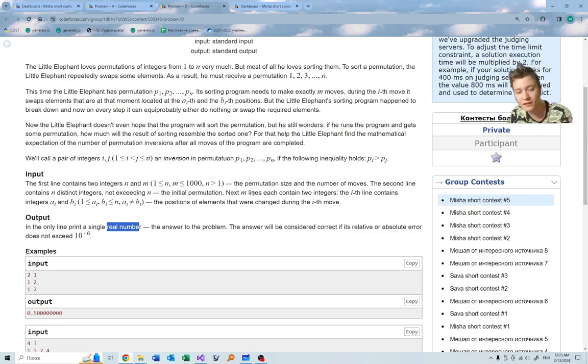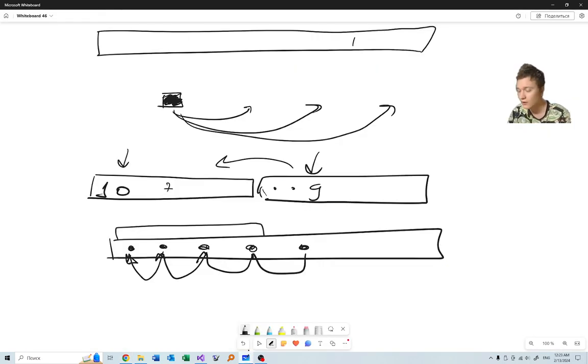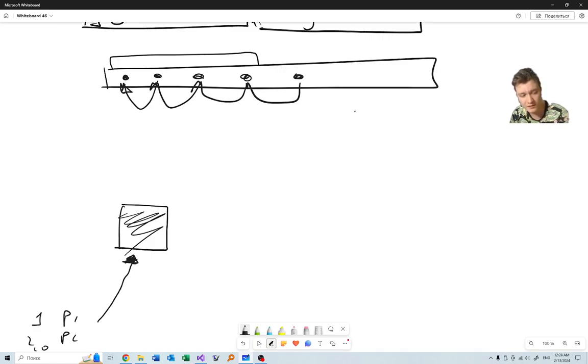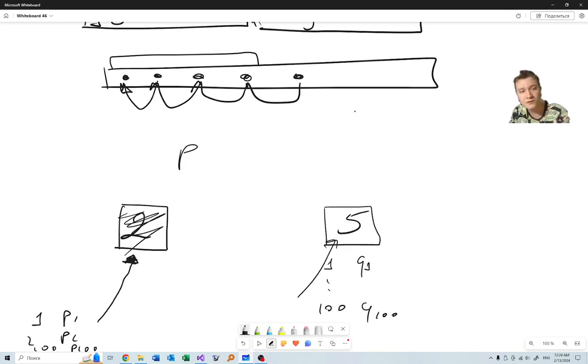Is it true that we can, on each position, just store the distribution of the elements there? For example, here we know that 1 is with probability P1, 2 with probability P2, etc. 100 with probability P100. The answer is maybe no, because if we have the second array of the same quality, it is not true that it is 2 and this is 5 with probability P2 times Q5.